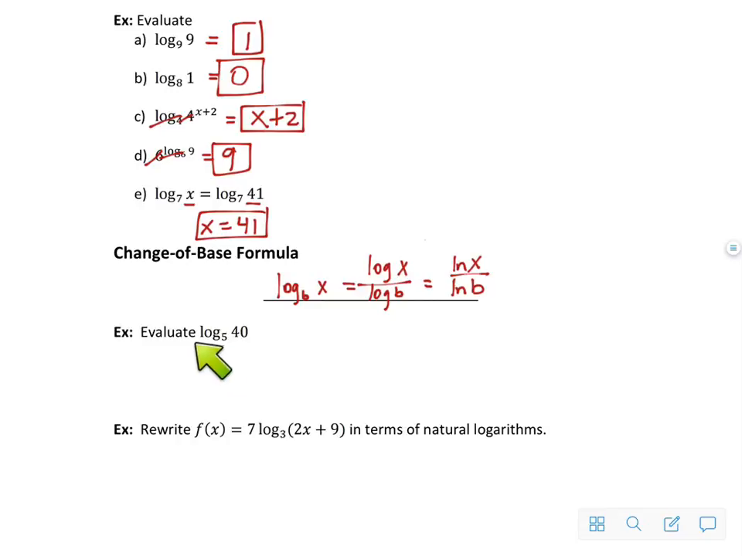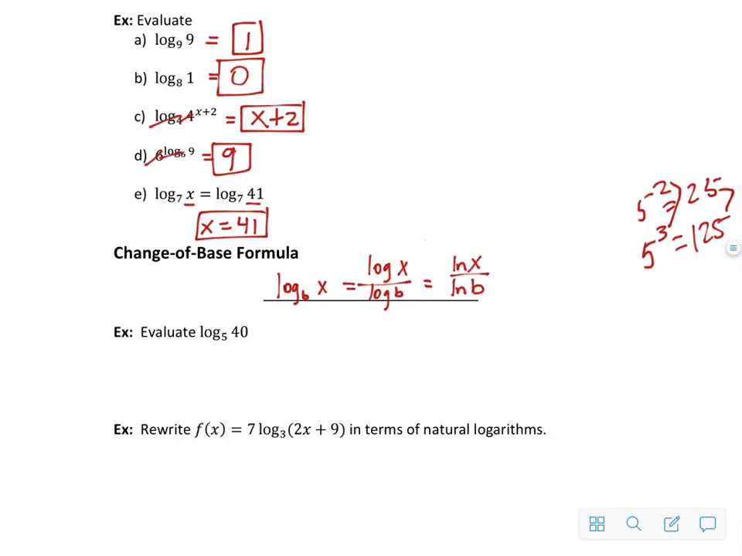On the next example, I want us to find log base 5 of 40. So I want to know, what do I have to raise 5 to in order to get 40? 5 to what power is 40? Now I know it has to be more than 2, because 5 squared is 25. But I also know that it has to be less than 3, because 5 to the third is 125. And I'm looking for a number between 25 and 125, which means my answer has to be somewhere between 2 and 3. But how do I know exactly what it is?